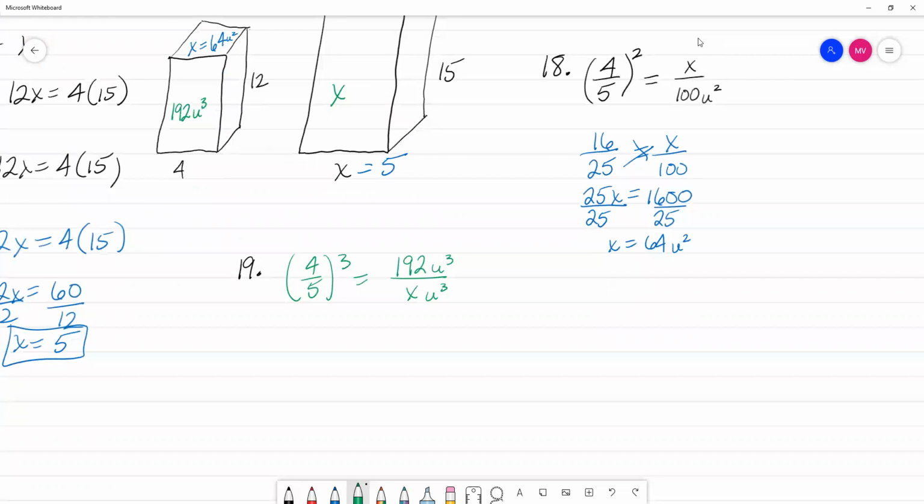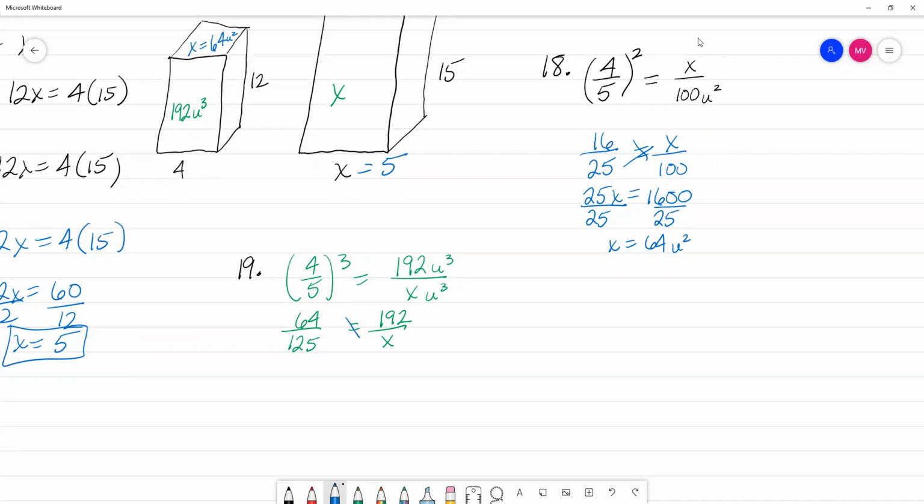Now what's 4 cubed? 64? Yep, 16 times 4 is 64. And 5 cubed? Yep, 125. 5 times 5 is 25, times 5 is 125. Okay, equals 192 over x.